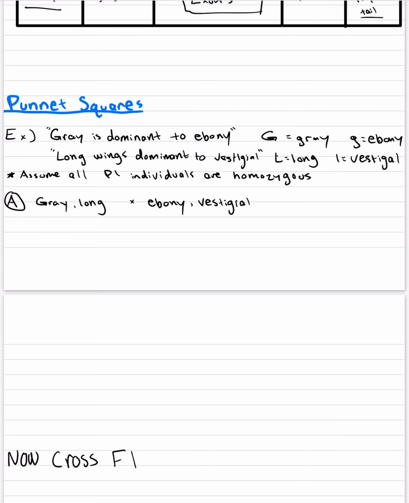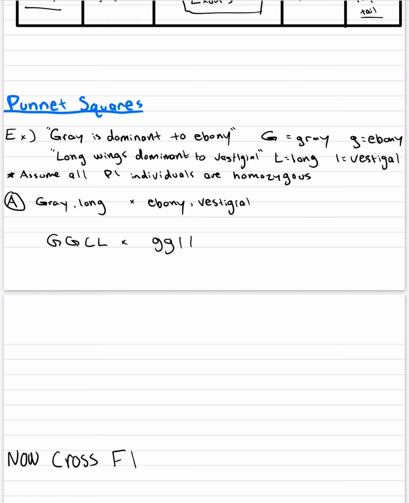Okay, onto this example. We have a gray individual with long wings, meaning that he's homozygous dominant at both of the loci. So big G, big G, big L, big L. And we're going to cross that with an individual who is ebony with vestigial wings, meaning that this individual is homozygous recessive at both of the loci. So little g, little g, little l, little l.